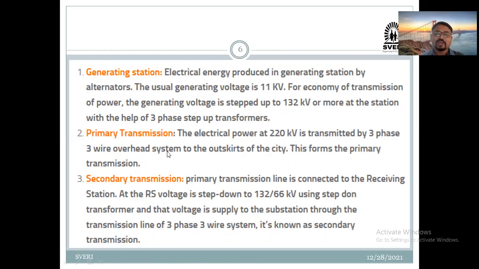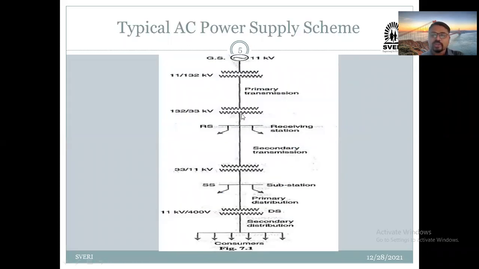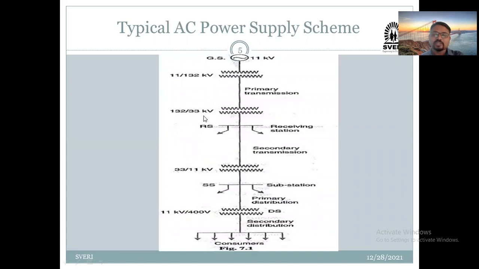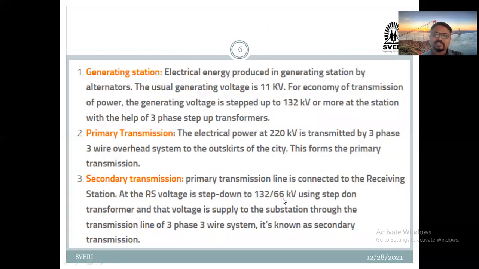The next, secondary transmission. At the primary line, wherever the primary transmission is going to end, it is obviously going to end at the receiving station. काय करतोय बघा, the primary transmission line is connected to the receiving station. At a receiving station, we are going to step down voltage 132 kilovolt. Actually यांनी इथे 33 दिलेला आहे. Here they have written 66 kilovolt, but it is 33 kilovolt. Okay, it is 33 kilovolt.